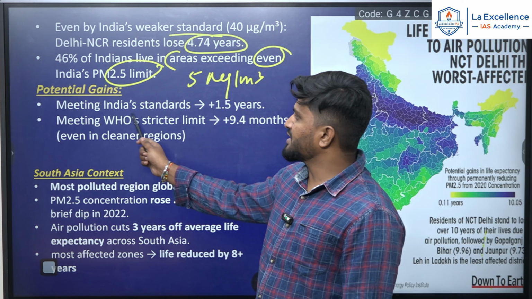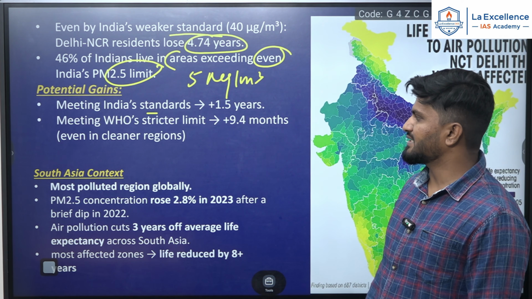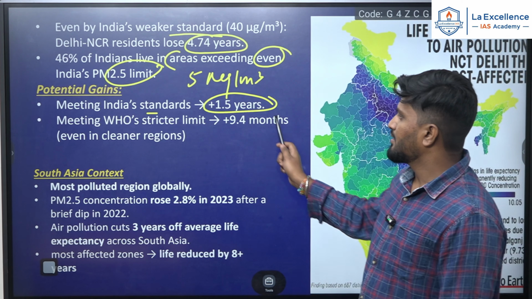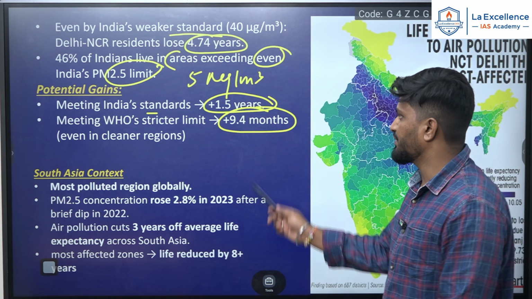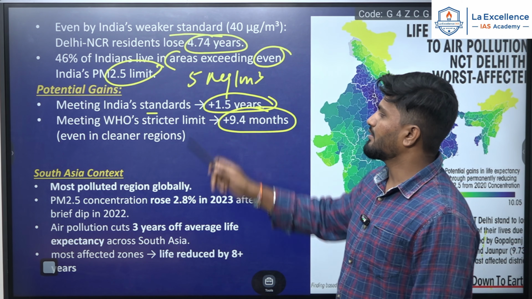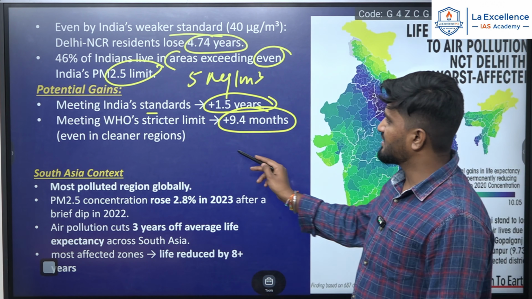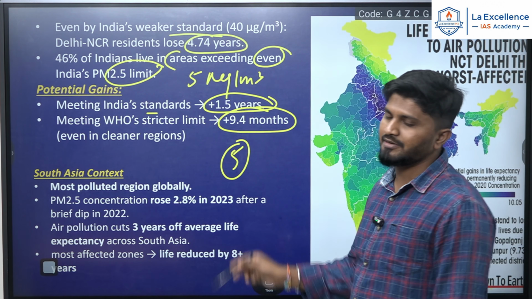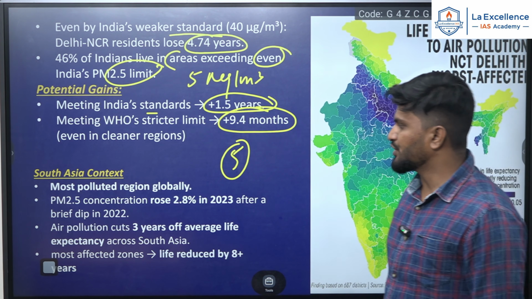Next, the potential gains. Meeting India's standards would give plus 1.5 years, and meeting WHO's stricter limit would result in plus 9.4 months. That is, you are going to gain an extra 1.5 years if you reach Indian standards, that is 40 microgram per meter cube, and if you consider WHO's, you are going to gain 9.4 months of life expectancy.